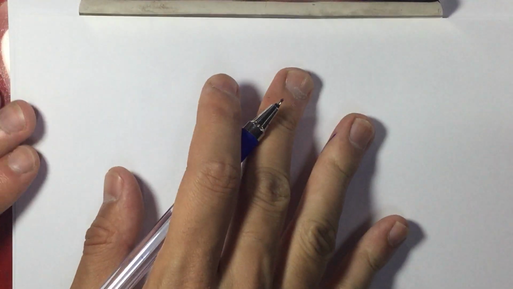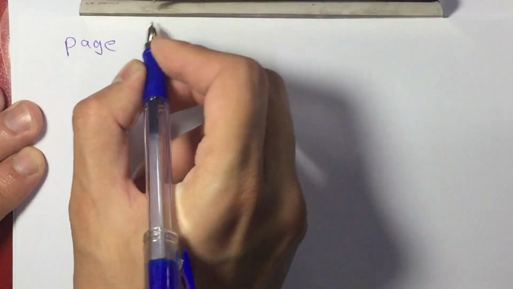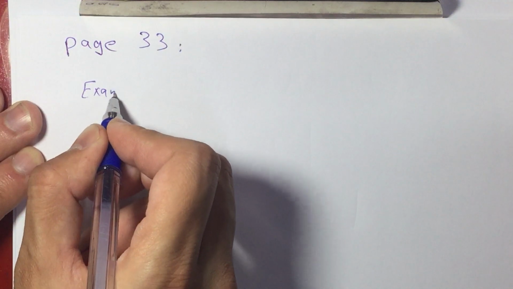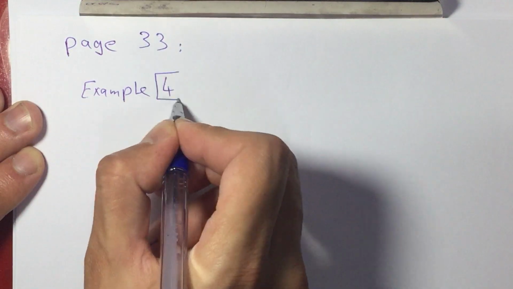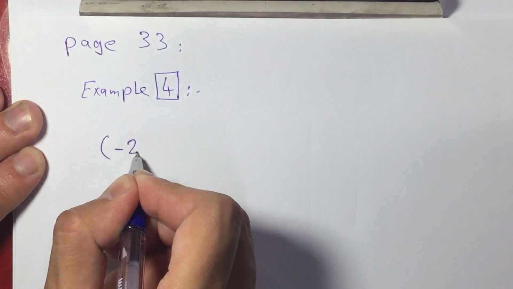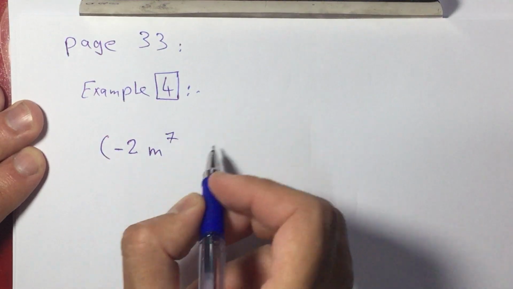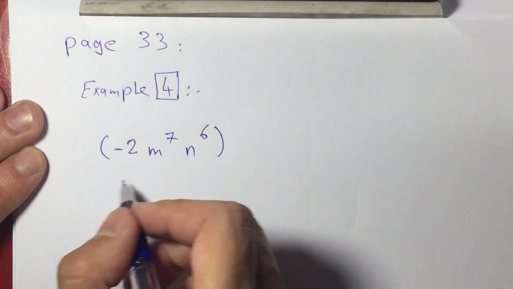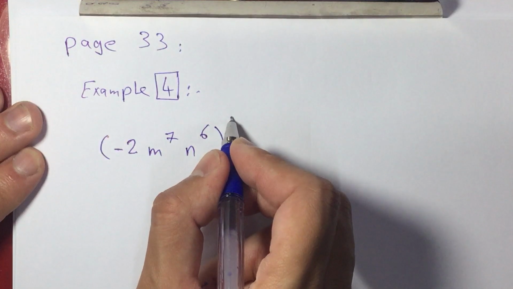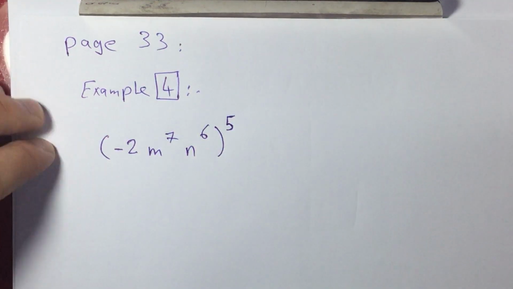So let's continue with example 4 at the same page. So at the same page, page 33, we have example 4, which is asking us to calculate -2 times m to the 7th times n to the 6th, and all of these quantities are to the power of 5. How can we calculate it?